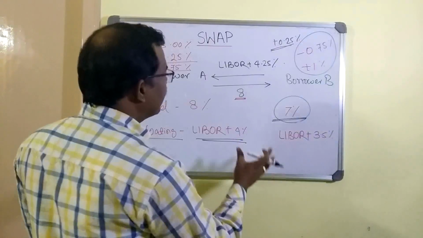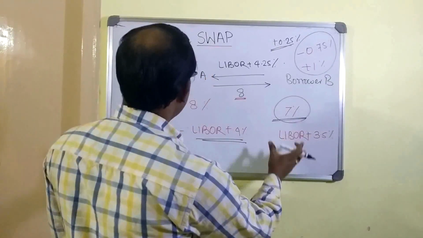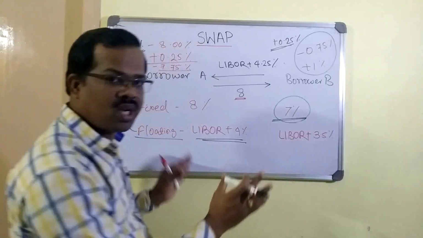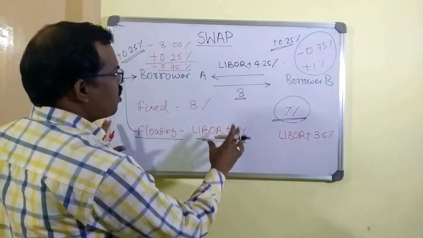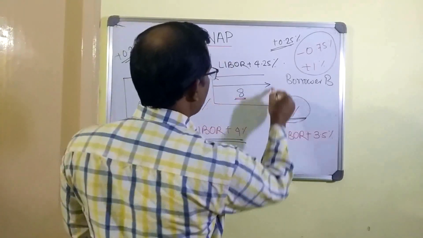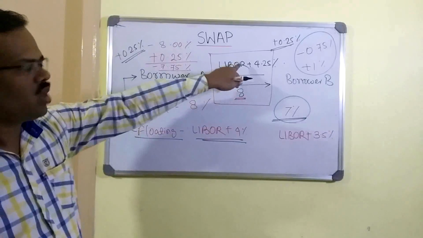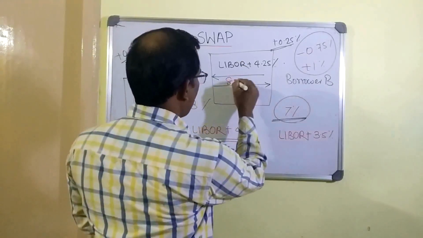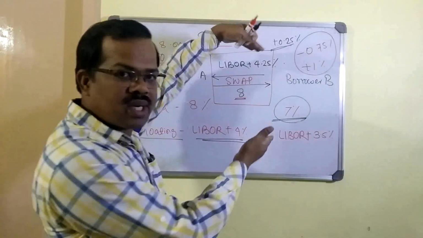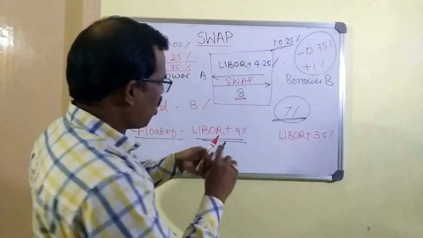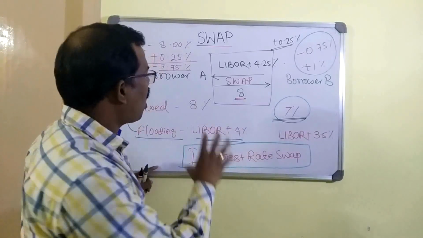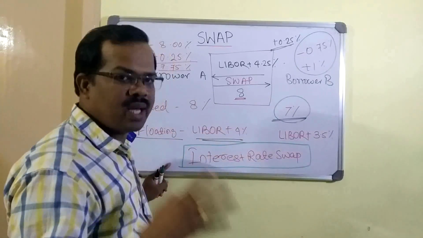It's clear now? In this type of arrangement, both borrowers have reduced their cost of borrowing. This is called arbitraging their opportunity costs. This type of arrangement is also called a swap, because a fixed type of cash flow is getting exchanged with a floating type of cash flow, and this is called a swap. This swap, where the interest rate is getting exchanged, is popularly called an interest rate swap. So remember this mechanism of interest rate swap. We will go into detail in other sessions.